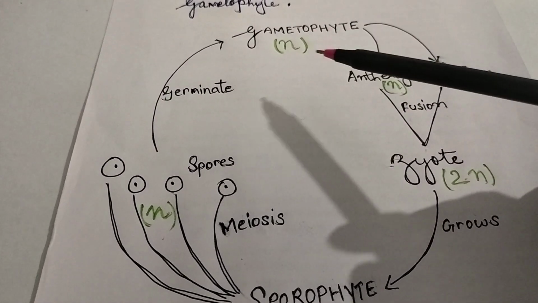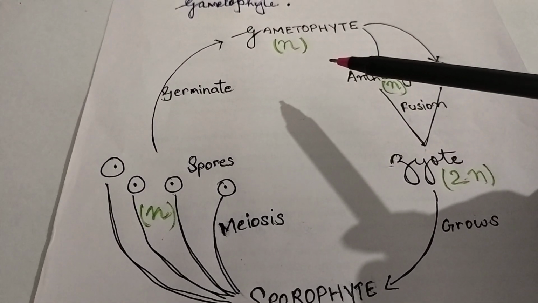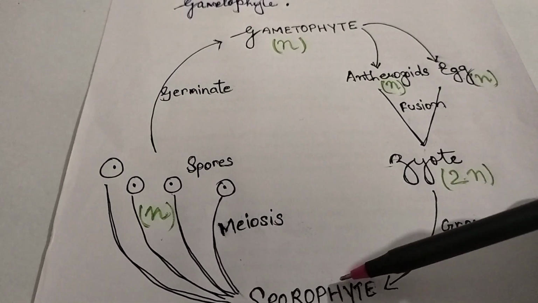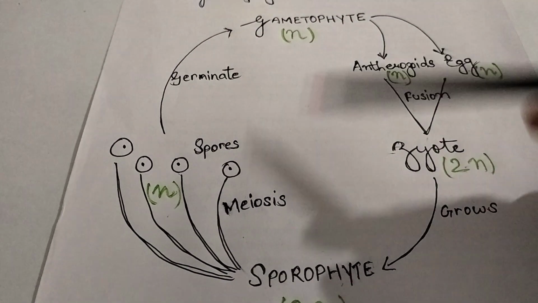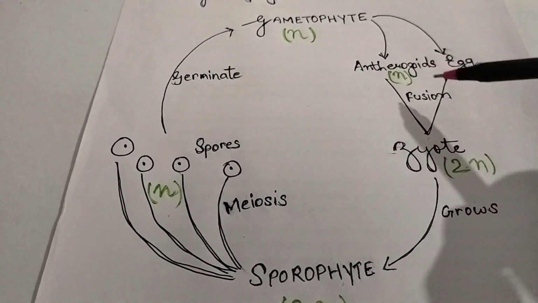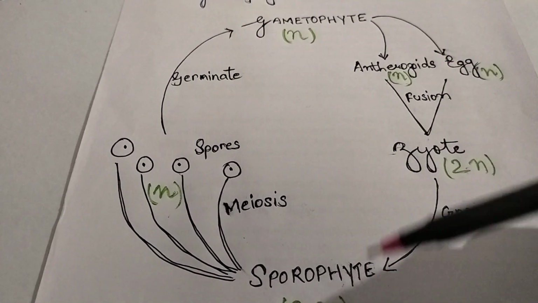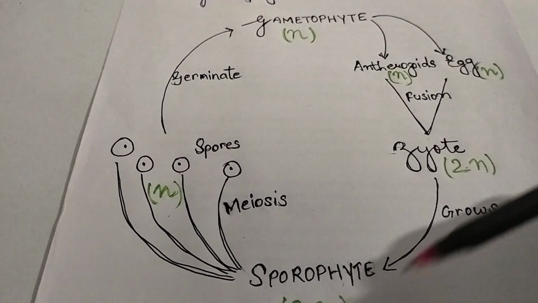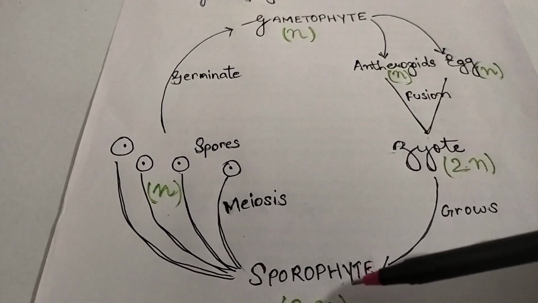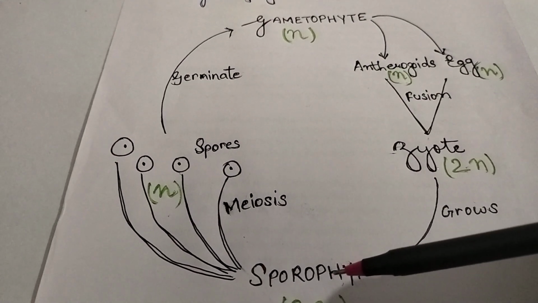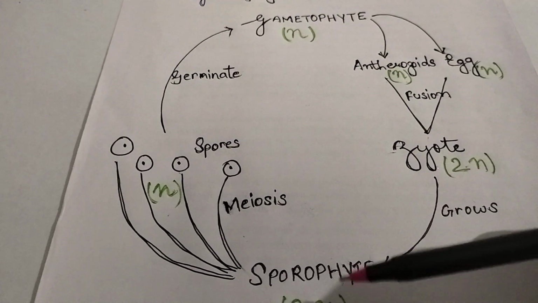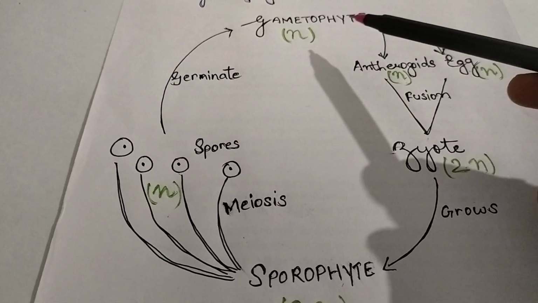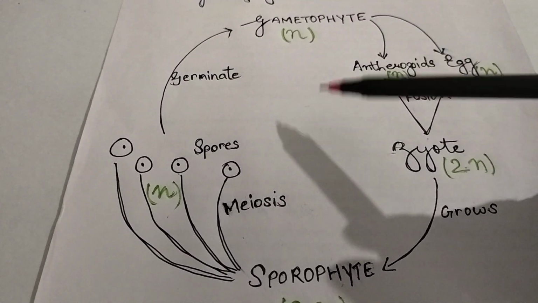So the main plant body, the dominant phase of the life cycle in bryophytes, is gametophyte, and gametophyte and sporophyte are always dependent on each other. Why? Because gametophyte will produce gametes which will fuse to form sporophyte. Sporophyte will produce spores. Spores will germinate to form gametophyte. So they are dependent on each other. And here in bryophytes, sporophyte is not free living. It is attached to the gametophyte for nourishment, as gametophyte is photosynthetic.